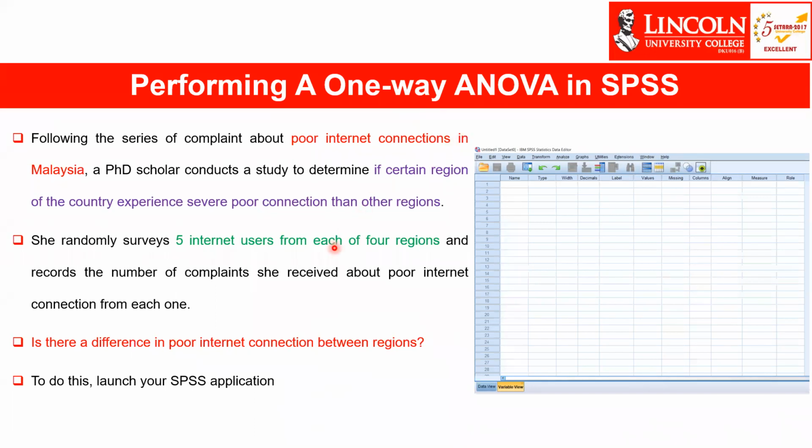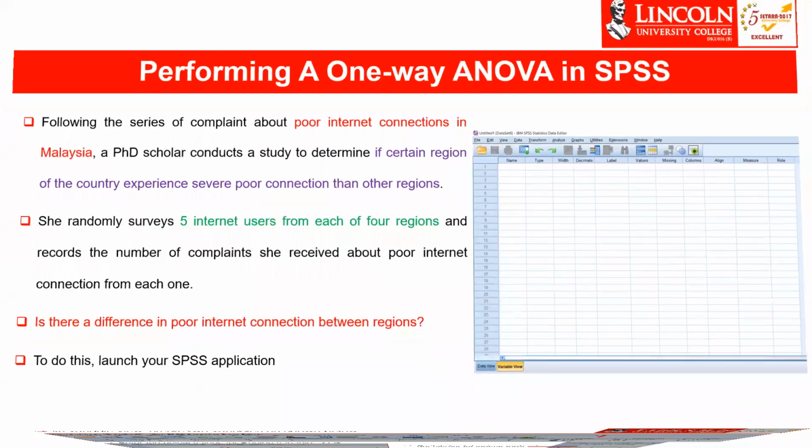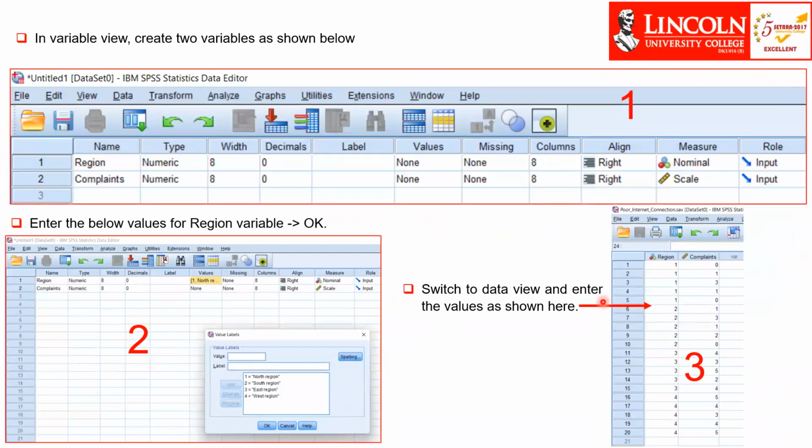Now, is there a difference in poor internet connection between the regions? That is what the researcher is trying to investigate. That's the research question. So to do this, the first thing to do is to launch the SPSS application. So when you launch your SPSS application, this is what you get. Then after that, in the variable view, you create two variables as shown here. The first one is region, while the other one is complaints.